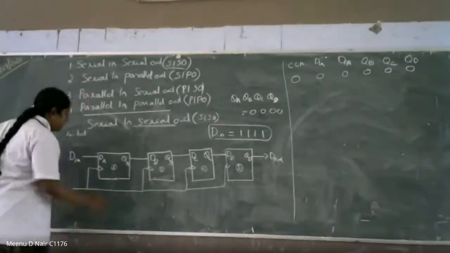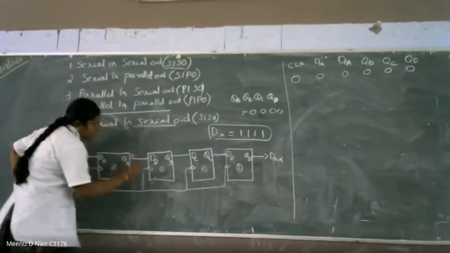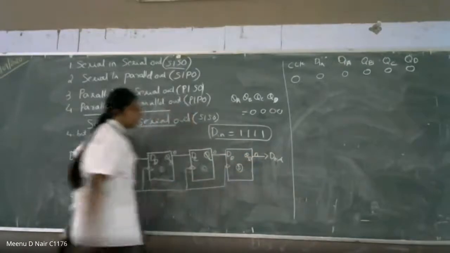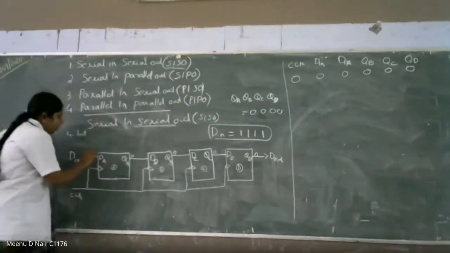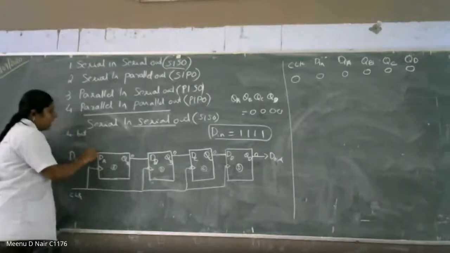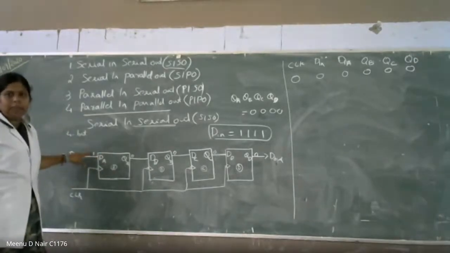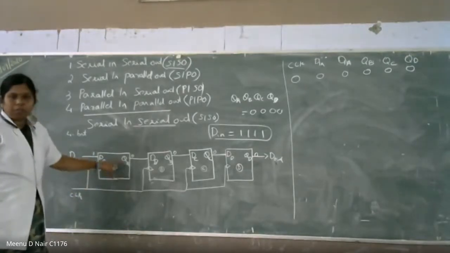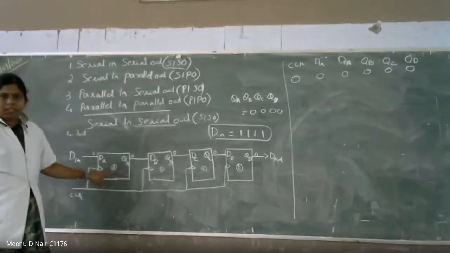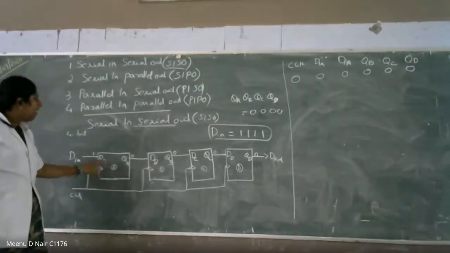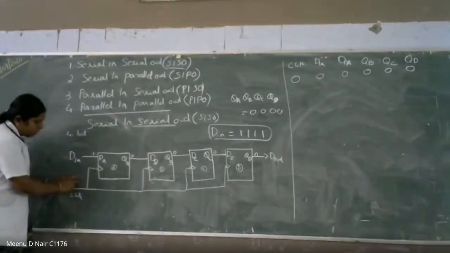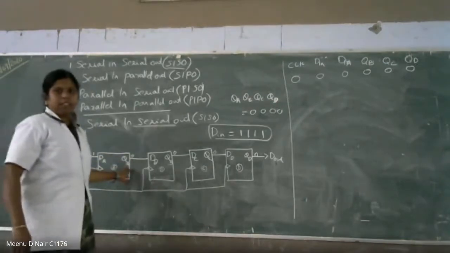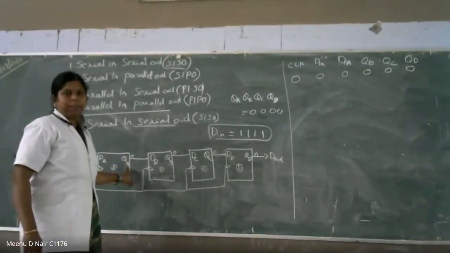First, we are going to give QA is equal to 0, QB is equal to 0, QC is equal to 0, and QD is equal to 0. That is the first condition. Now, you are giving your D input as 1. Once the first clock pulse comes, what will be the output of flip-flop A? You are giving D input as 1. And in the next clock pulse, what will be the output of QA?